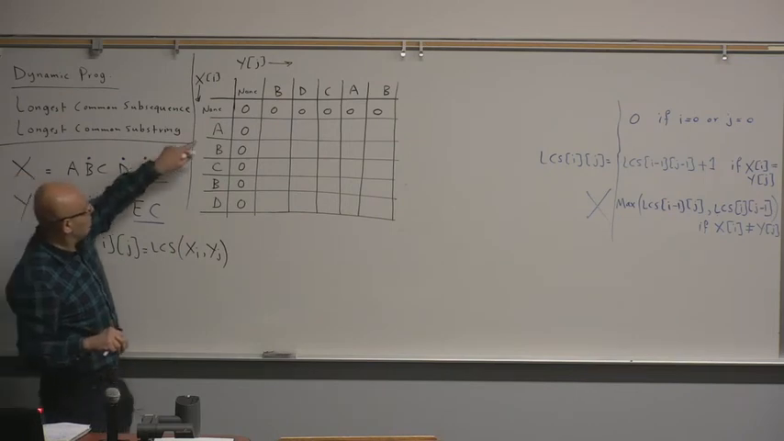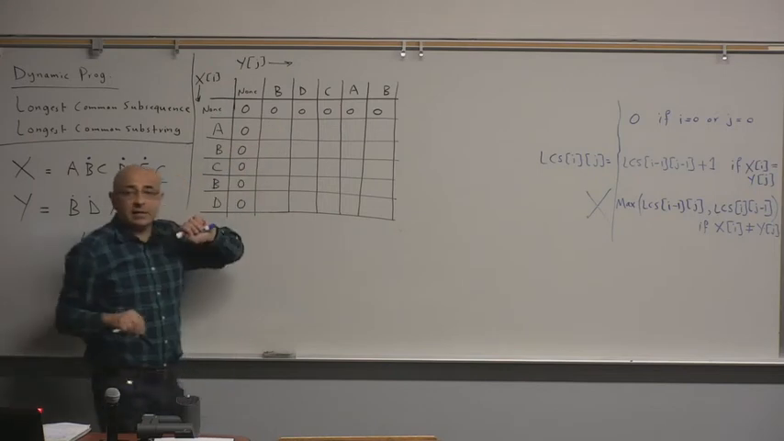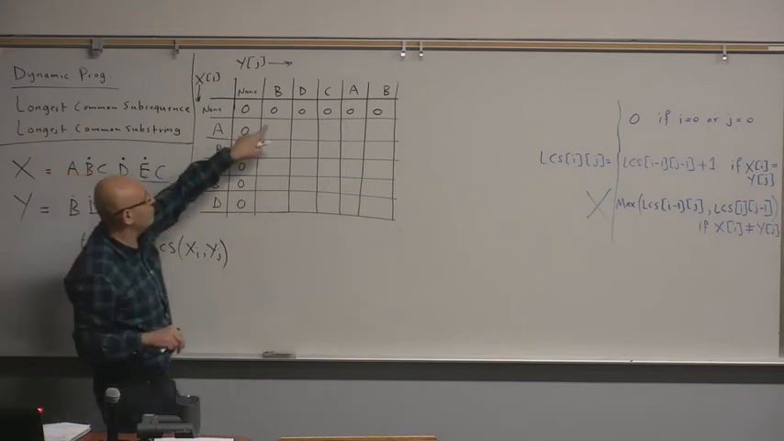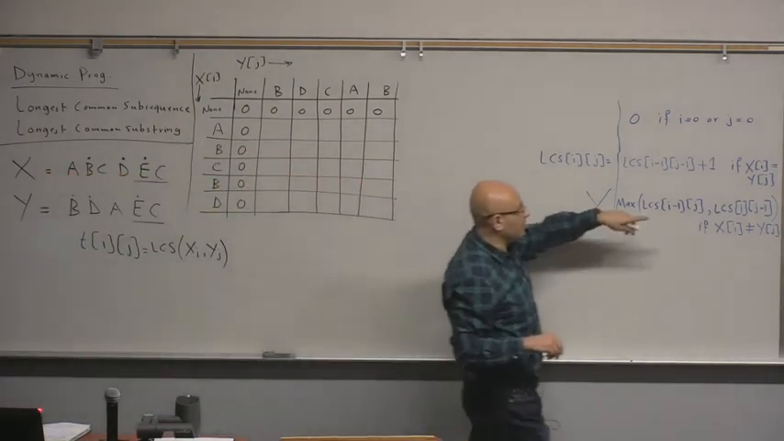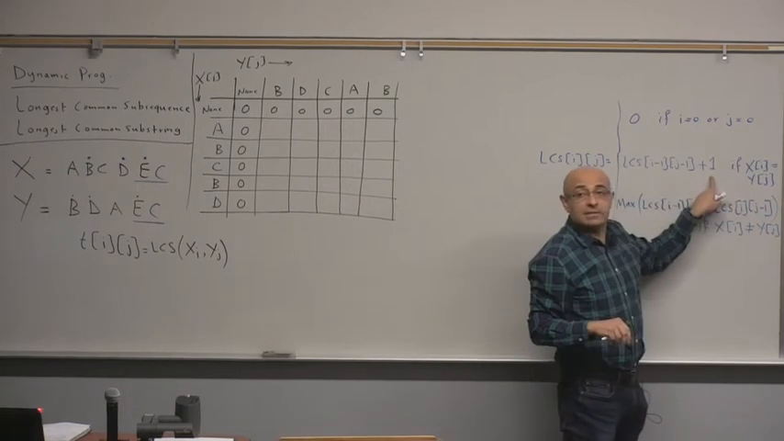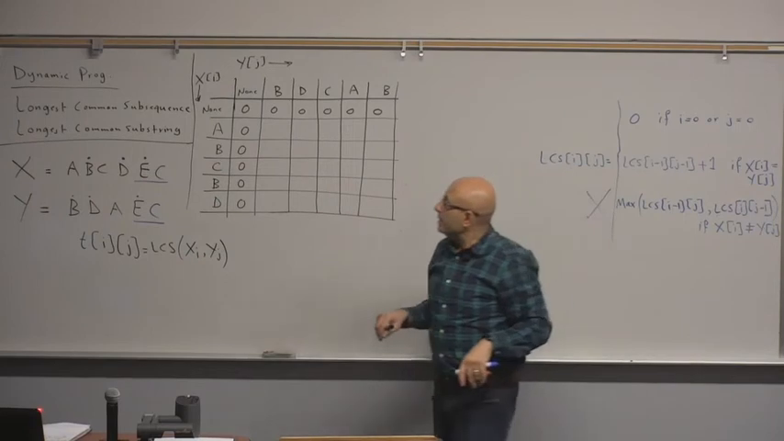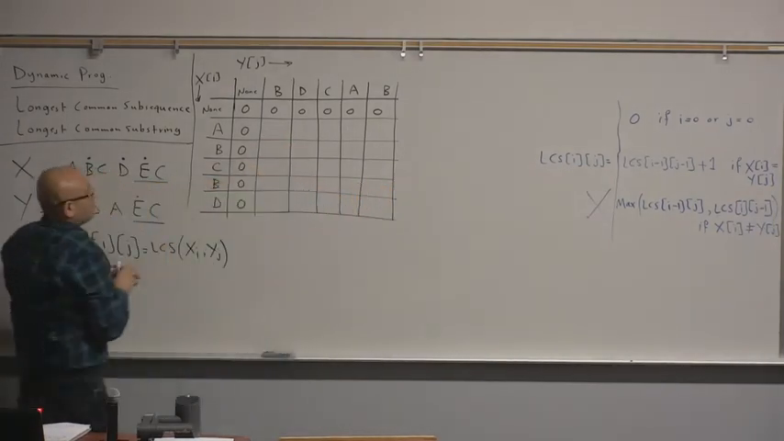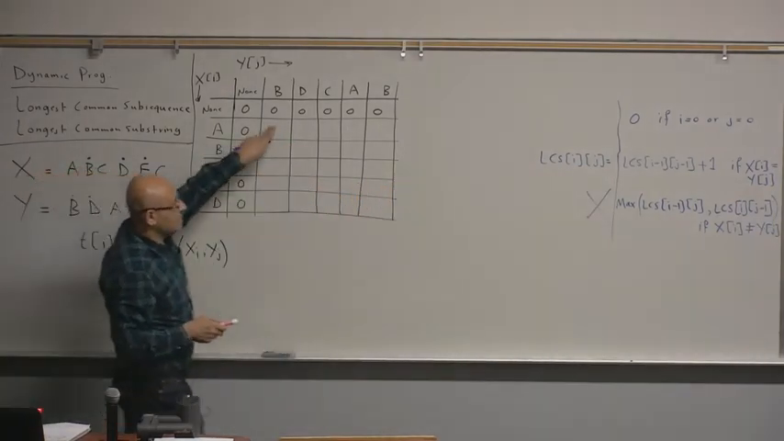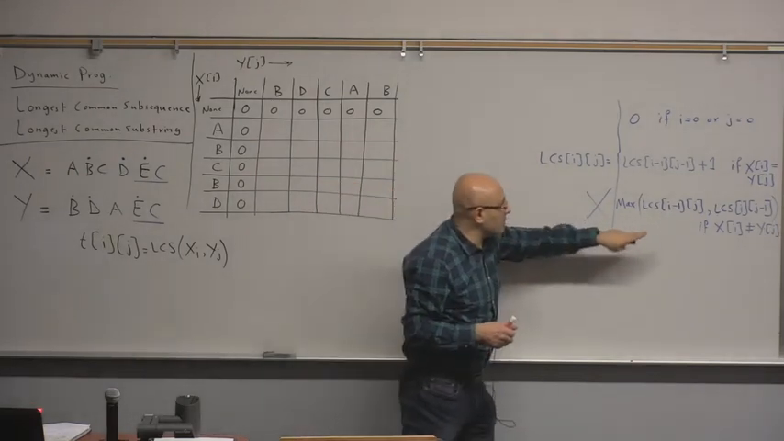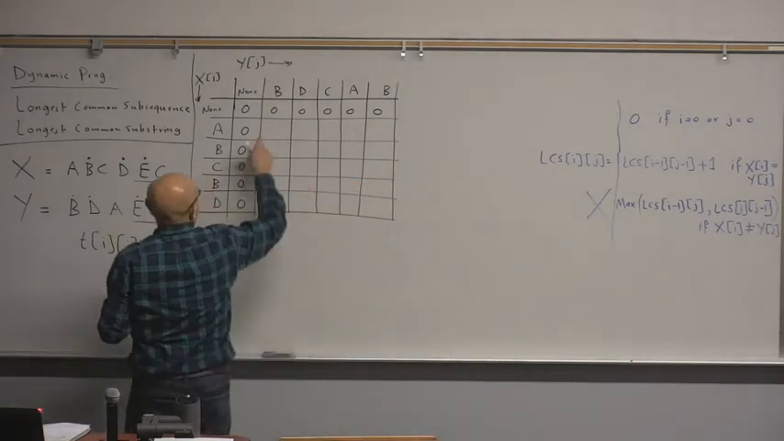Now, when we go through each cell and compare the two characters, if they are equal, we apply this. If they are not equal, we apply this. So these are not equal, so we'll apply this. So where is the longest common subsequence of i minus 1 and j?